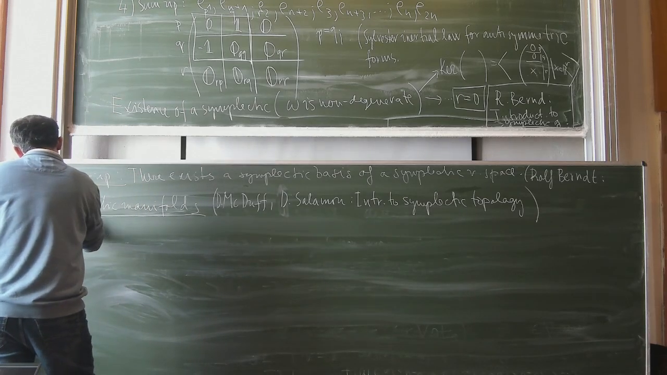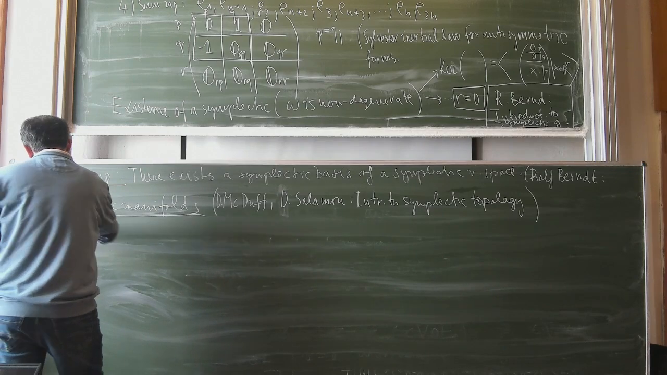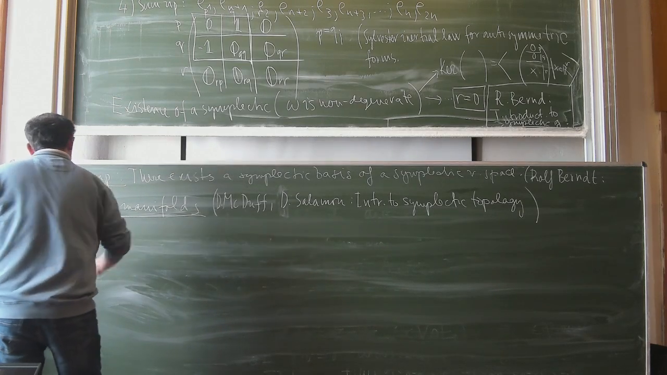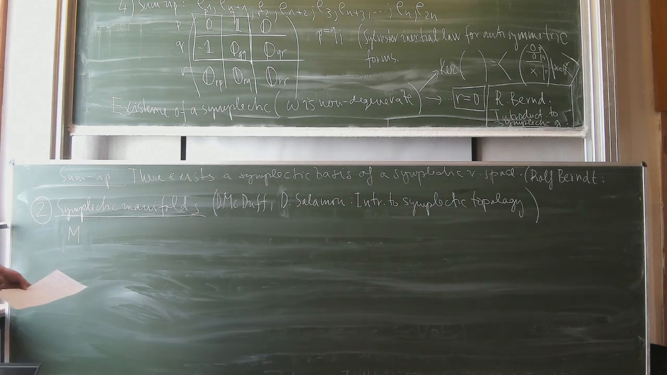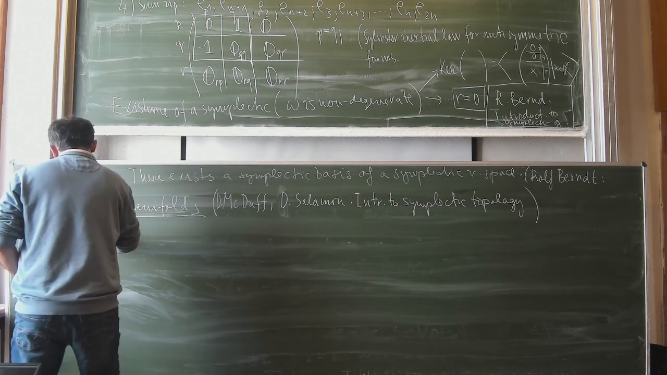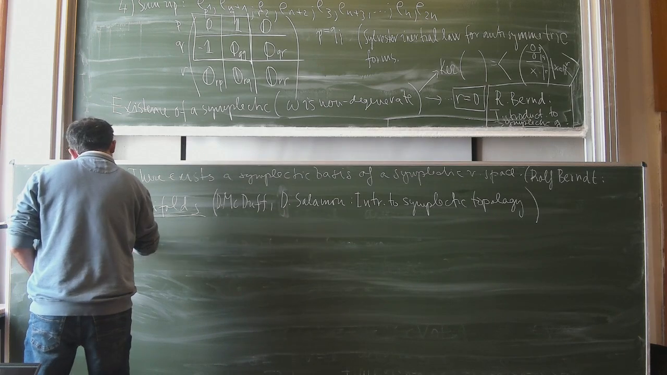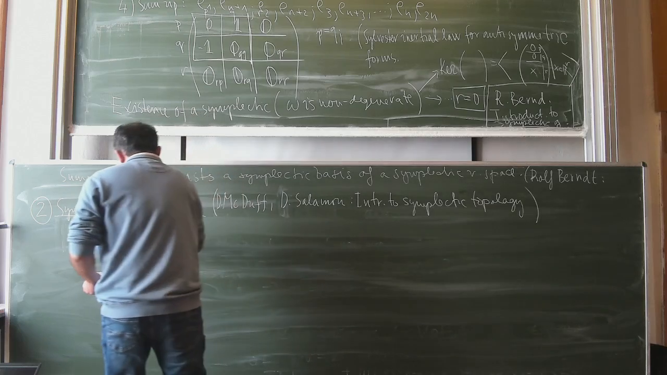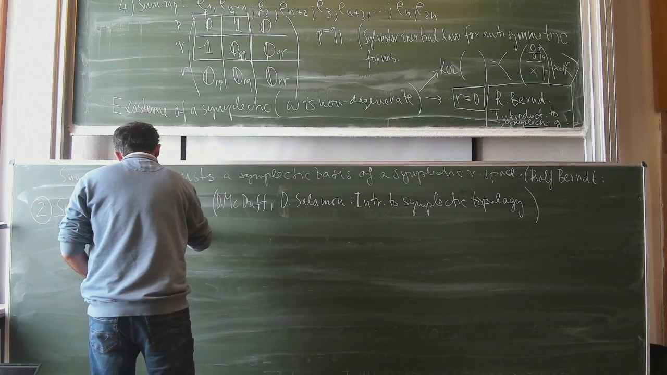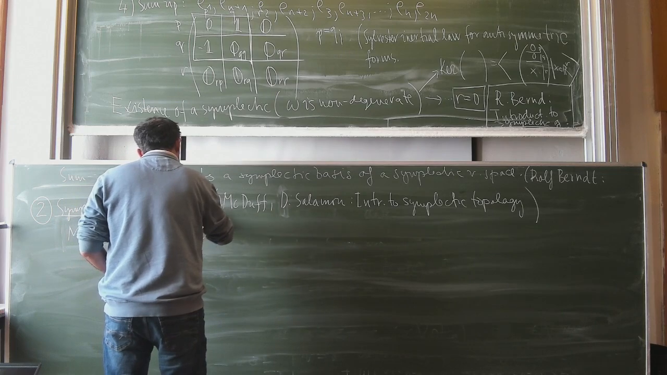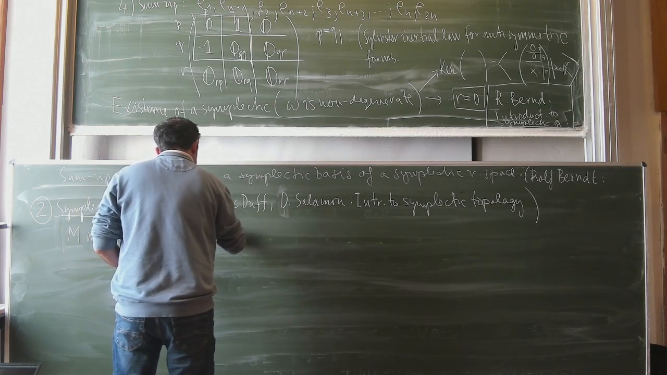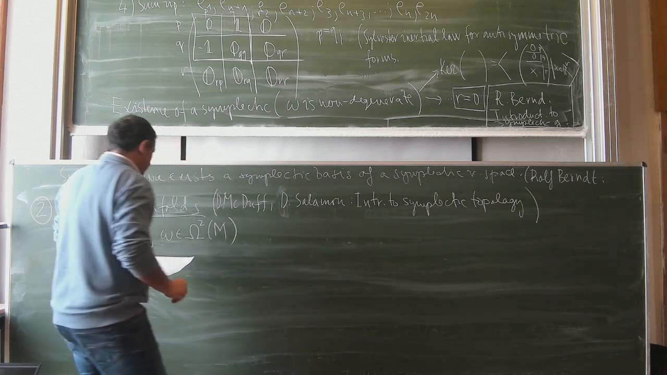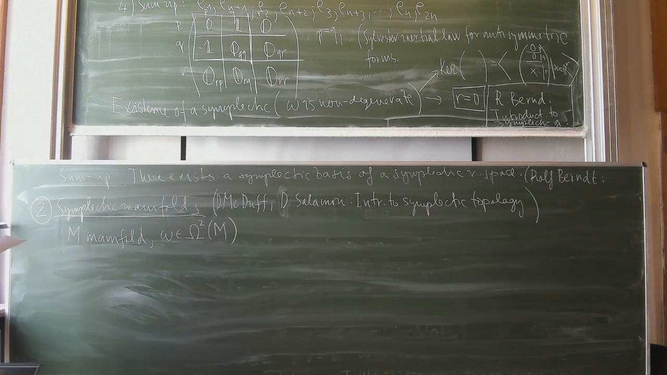So let M, omega, let M be a smooth manifold, and omega will be an antisymmetric two form. This is a classical notation.